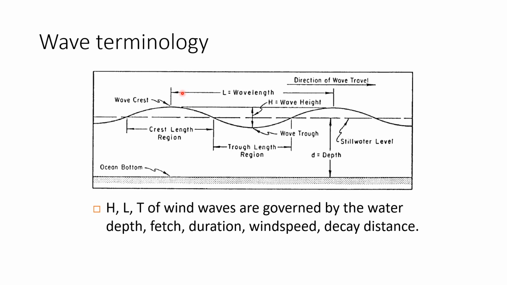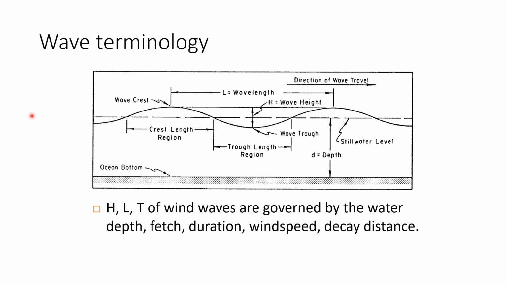And typically, the time it takes for the wave crest to move from one position to the other position is the wave period. Now, the vertical displacement between the wave crest and the wave trough is known as the wave height, and half of that is known as the wave amplitude.